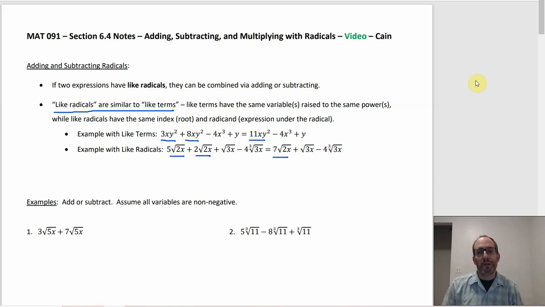Because in order for the root to be the same, you need to have the same radicand, which is the thing under the radical, and it has to be the same type of root. So like square root, cube root, fourth root, that kind of thing. So the square root of 3x we can't do anything with because that's a different root than the square root of 2x, right? It's also a different root than the cube root of 3x. So you can't combine the cube root of 3x term and the square root of 3x term because those are different roots, even though the thing underneath the radical is the same. So like radicals: same radicand, same type of root.